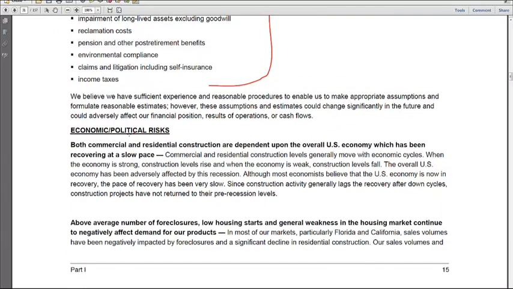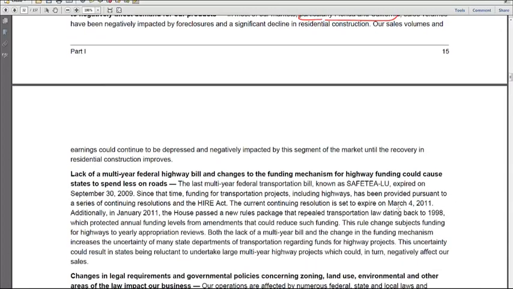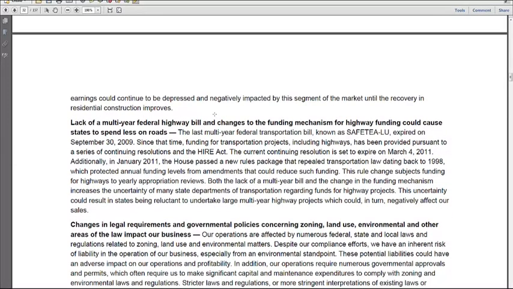Then there's economic and political risks. So obviously, commercial and residential construction is a big driver of their business, which depends on the overall U.S. economy, which has been recovering at a slow pace. There's been a lot of foreclosures and low housing starts in the residential housing industry, particularly in Florida and California, which is a little bit of a problem because those are two of our big states in terms of our business. Then we need this highway bill to pass.